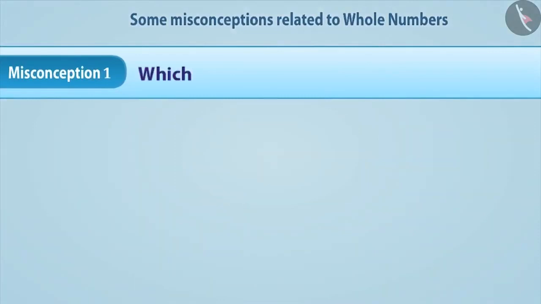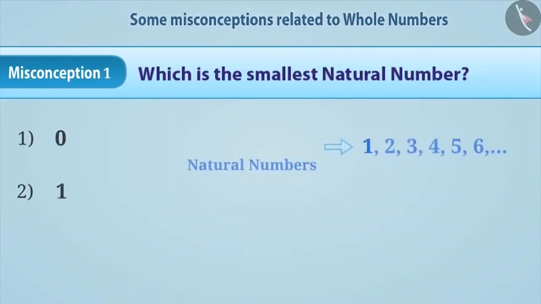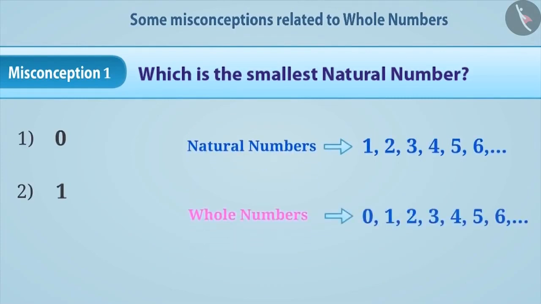Misconception 1. Which is the smallest natural number? When the concepts of natural numbers and whole numbers are not clear, often 0 is considered as the smallest natural number. This is a misunderstanding. The correct understanding is that natural number starts from 1, therefore the smallest natural number is 1. 0 is not a natural number. It is a whole number.